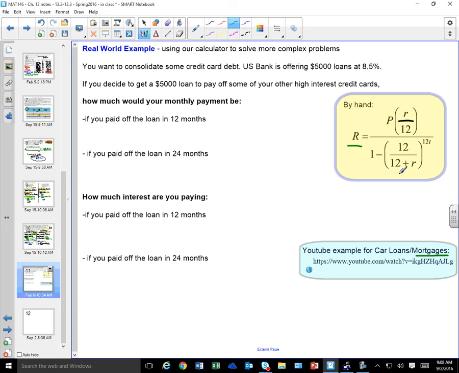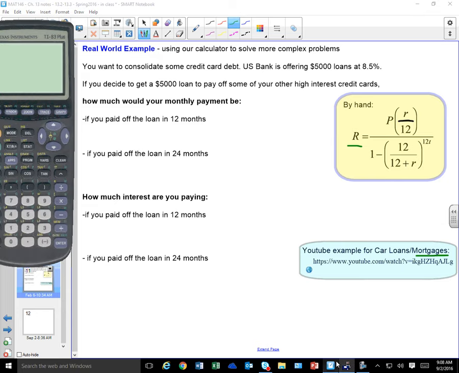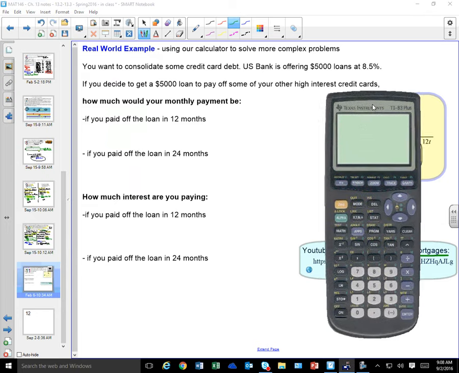Now, when we get to the mortgage section, there's also going to be a chart that we can use instead of this formula. So you don't necessarily ever have to use the formula, but this is just another way of doing it. You can use the formula, you can use your calculator, or eventually we'll talk about a chart you can use for mortgages. But let's just show how easy this is on the calculator.